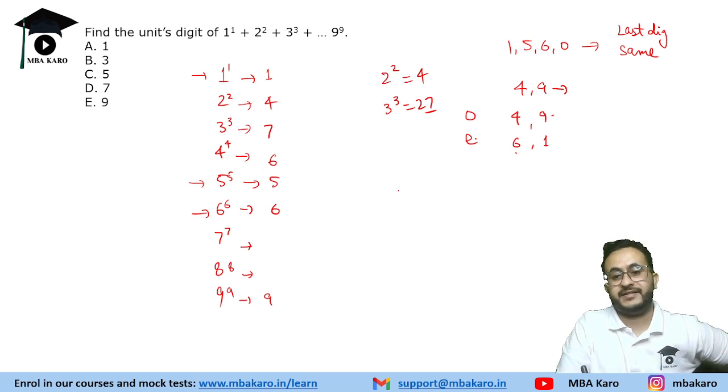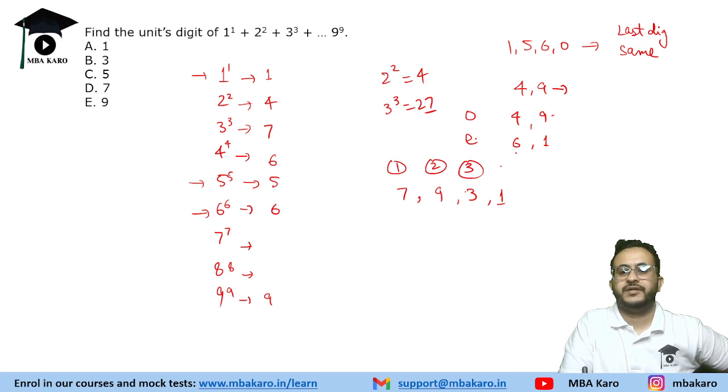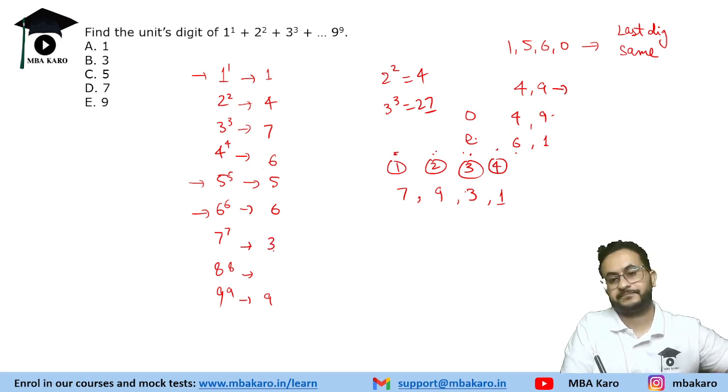Okay. So 7, the cyclicity is 4. 7 times 7, 49. Last digit is 9. 9 times 7, 63. Last digit is 3. 3 into 7, 21. So this is the cyclicity of 7. First power, second power, third power, fourth power. 1, 2, 3, 4, 5, 6, 7. So seventh power will end in 3.